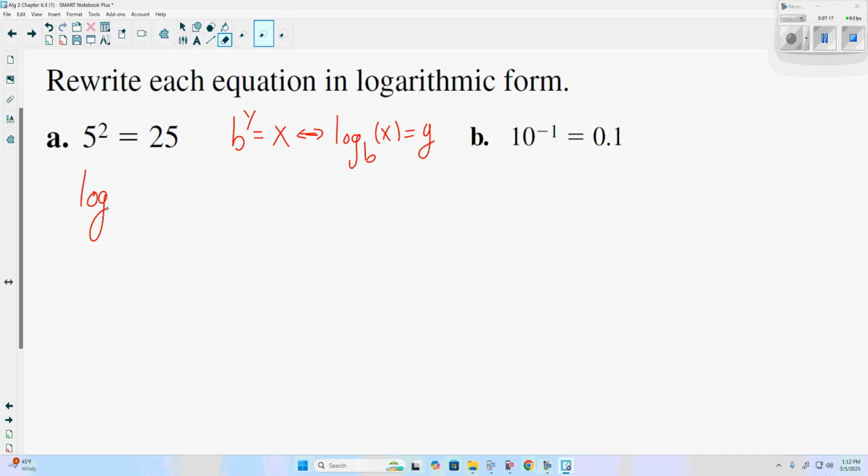So log base 5 of 25 equals 2. So our base is 5, our y is 2, the x is 25. Let's look at the next one. 10 to the -1 is equal to 0.1. Log base 10 of 0.1.